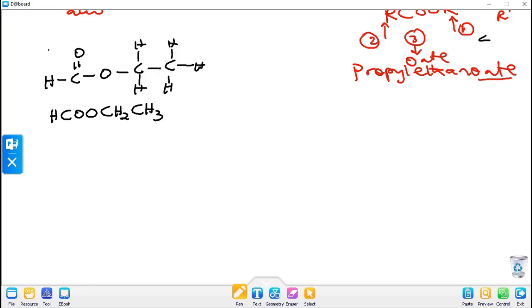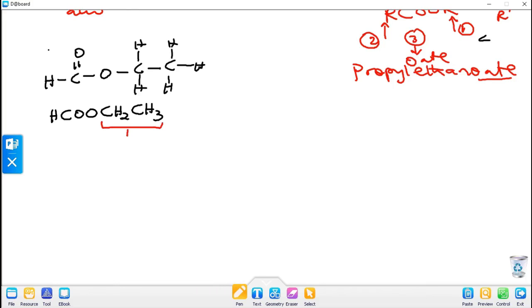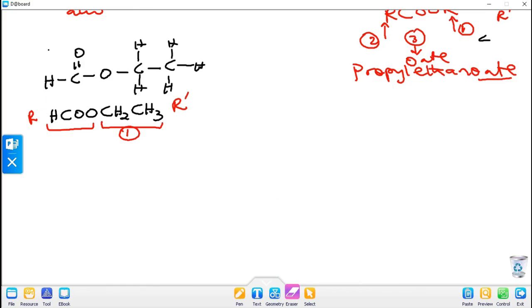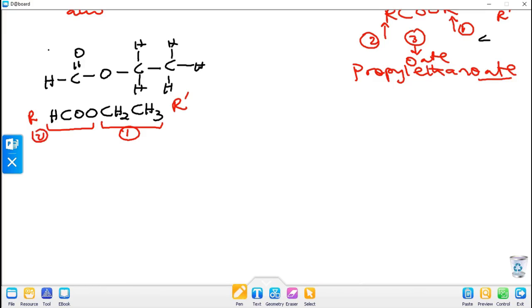Now, how do we name this compound, or how are esters named? Esters are named first by naming this part. This is the R prime part. This is the first part we ought to name, followed by this part, which is the R. Having seen that, now let us take our naming. So this is the second part of the naming.